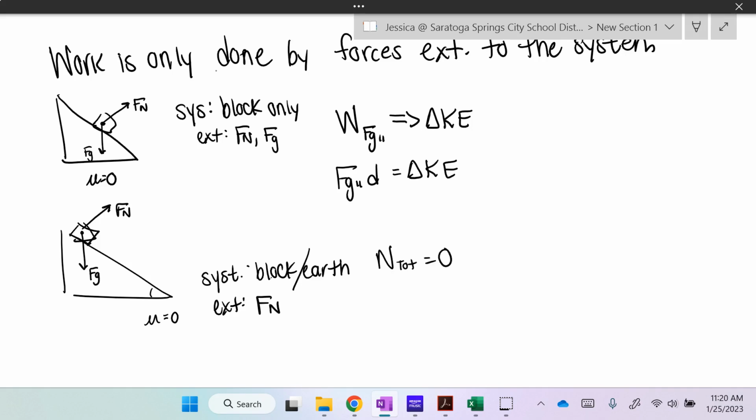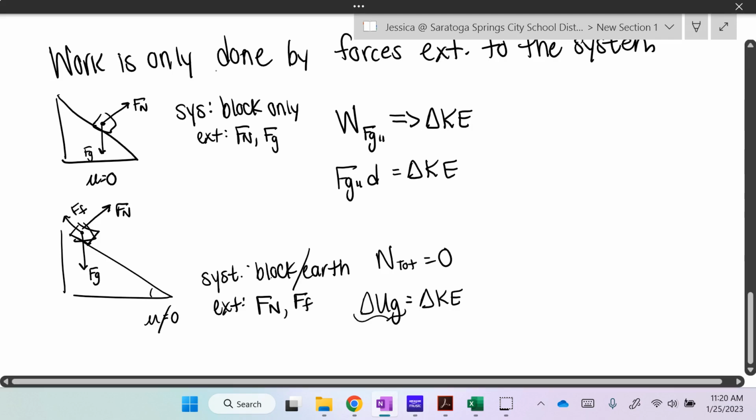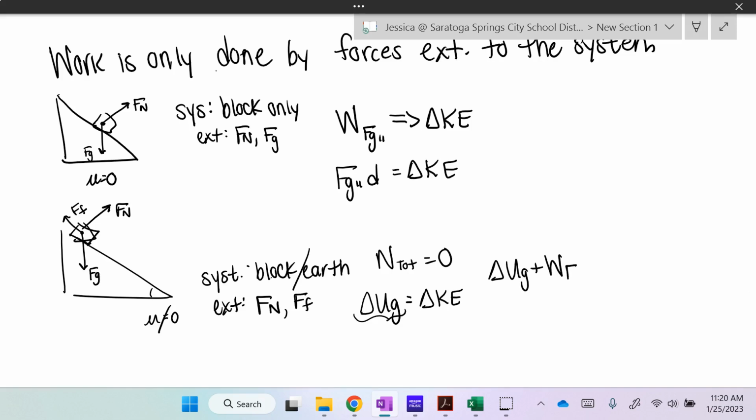Now you might be wondering, wait a second, but I know the kinetic energy changes. It's the same thing as above. Well, here we would consider the change in gravitational potential energy, because that exists now in this system where it didn't before, equal to the change in kinetic energy. If I were to include friction, then I could add friction to my external forces, and that change in U_G plus any work done by friction would equal my change in kinetic energy. And this work done by friction would be negative.